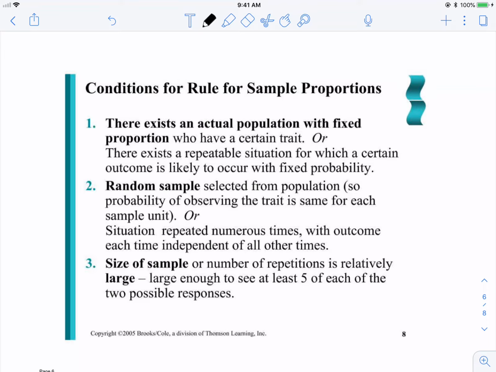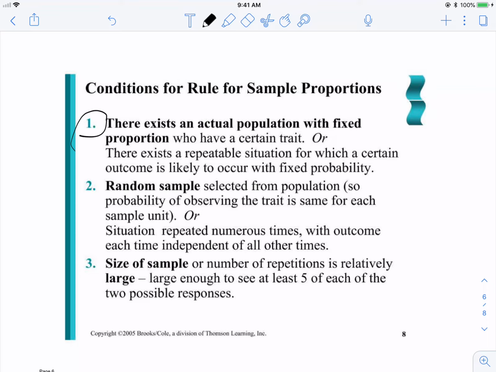So our first rule: there exists an actual population with a fixed proportion. In our example with all those smiley faces and X's, we had an entire population and we knew that 40% were X's. Or there are some kind of back channels that you can also use to satisfy these conditions: there exists a repeatable situation for which a certain outcome is likely to occur with a fixed probability.